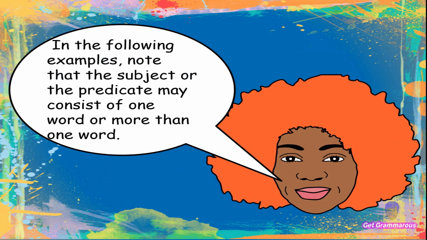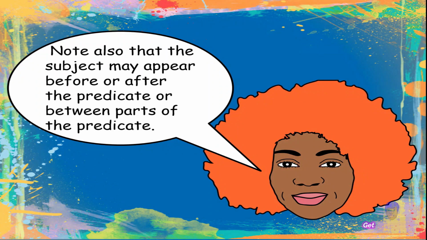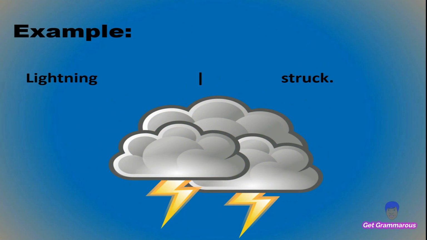In the following examples, note that the subject or the predicate may consist of one word or more than one word. Note also that the subject may appear before or after the predicate or between parts of the predicate. For example, lightning struck. Lightning is the subject and struck is the predicate.